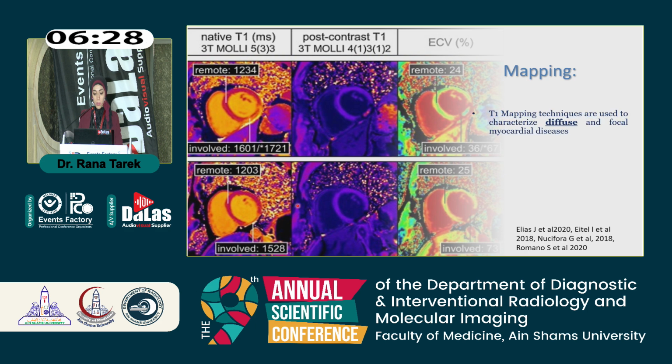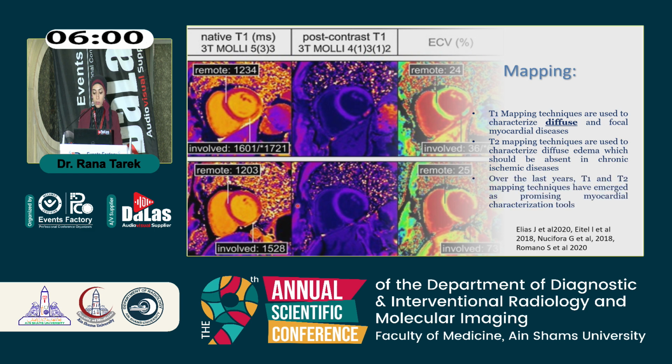Coming to mapping, the T1 mapping technique, as I've mentioned, is used to characterize diffuse myocardial disease. It can detect focal disease, also if it is interstitial and not macroscopic. The T2 mapping, we mainly use it to exclude the presence of edema or an acute on top inflammatory or cardiac insult. And usually edema is absent in chronic ischemic heart disease. Over the last years, T1 and T2 mapping have emerged as promising myocardial characterization tools.